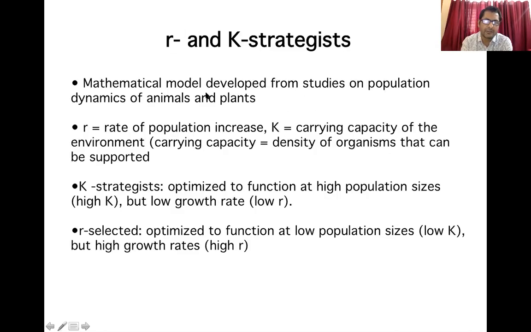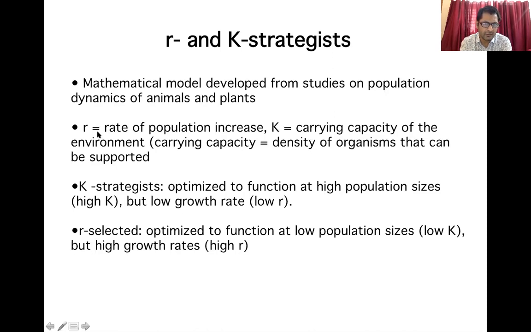There are two more terms which we should know. One is R strategist and another is K strategist, or R communities and K communities. What does this mean? This is a mathematical model developed for the same type of microbial communities, one which can use easily degradable compounds, or which can grow in a high concentration of food or resources, and another which are the communities that grow in a low concentration of resources. So this is a mathematical model developed for them.